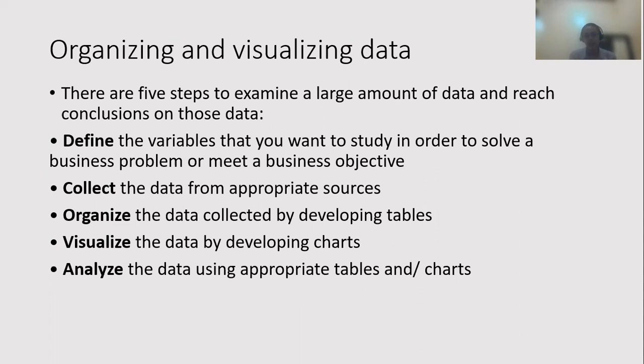And finally, analyzing the data using appropriate tables and charts. Once you have compiled a large data set, let's say 1,000 respondents with 10 items, so that means what? 10,000 observations. If you manage to compile them in one table or in several tables, then it's very easy for you to pinpoint which are the most important things, the specific things that you would like to focus on. And in that way, you are able to analyze much more efficiently.